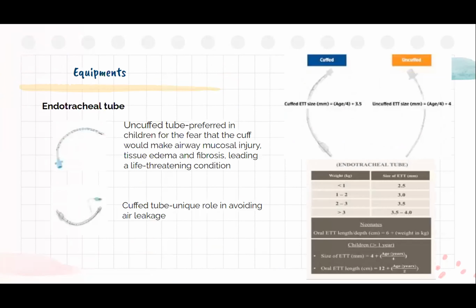And then equipment that we need. The first one is the endotracheal tube. The one that is preferred in young infants and young children is the uncuffed tube, because if we use the cuffed tube, we are afraid that it will cause mucosal injury, tissue edema, and also fibrosis that will then lead to a life-threatening condition. Certain ages of children have a certain size and length of ET tube that should be used. I included the calculation that's needed to know the size and the length of the ET tube.